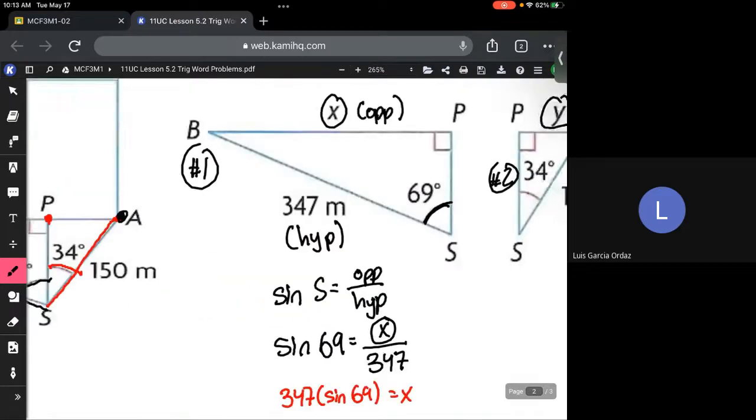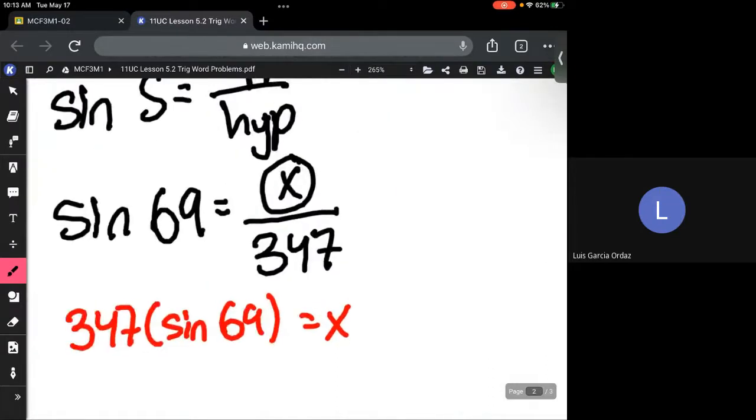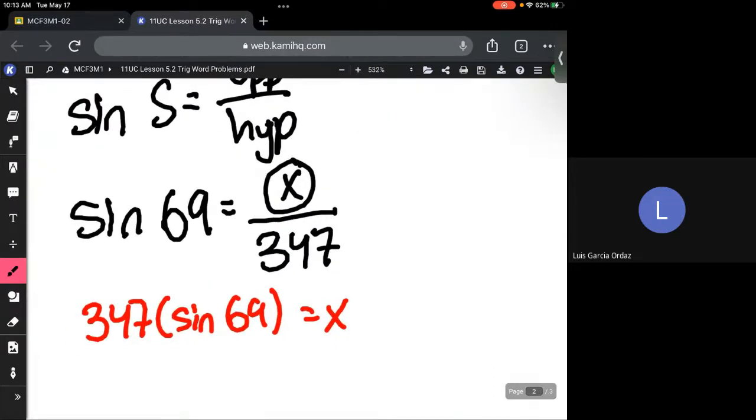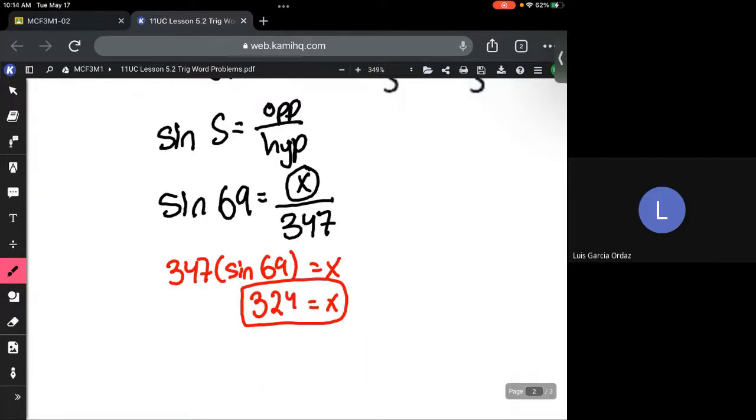Does this one say what I have to round it to? For this one, we're going to round it to the nearest meter, which means the nearest whole number. So what's 347 times sine 69? 324? Yeah. Perfect. So X is equal to 324.